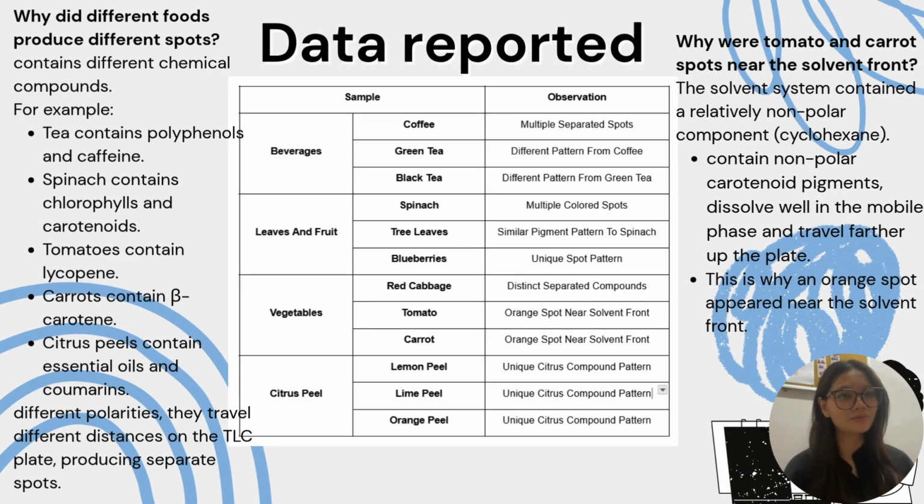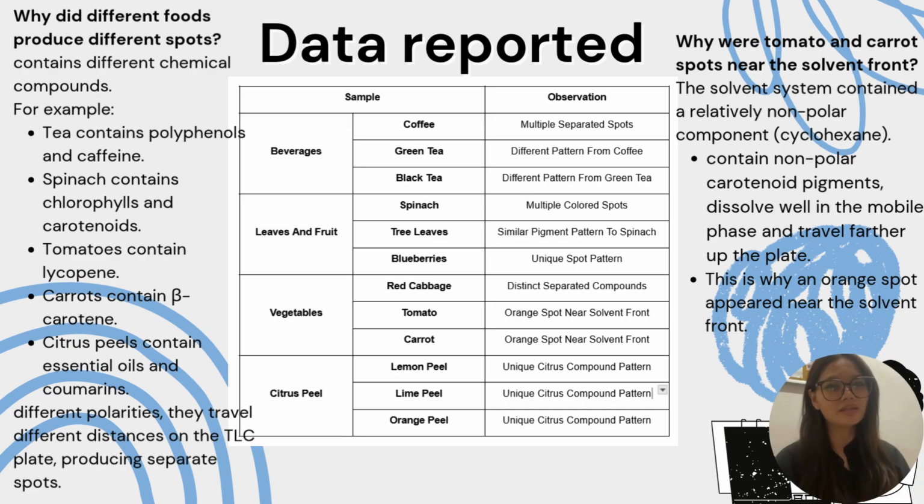Why do different foods produce different spots? It is because they contain different chemical compounds. For example, tea contains polyphenols and caffeine, spinach contains chlorophyll, tomato contains lycopene, carrots contain beta-carotene, and citrus peels contain essential oil, and so they have different polarities. They travel different distances on the TLC plates, producing separate spots.